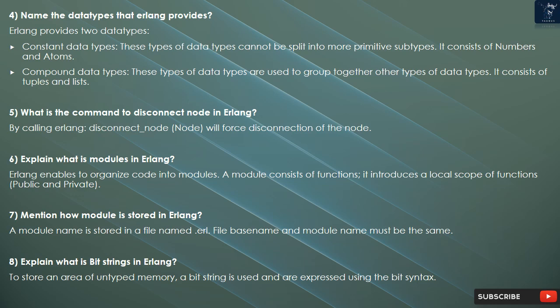5. What is the command to disconnect a node in Erlang? By calling erlang:disconnect_node(Node) it will force disconnection of the node.